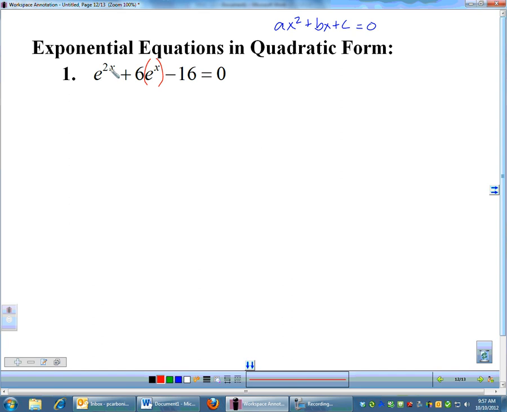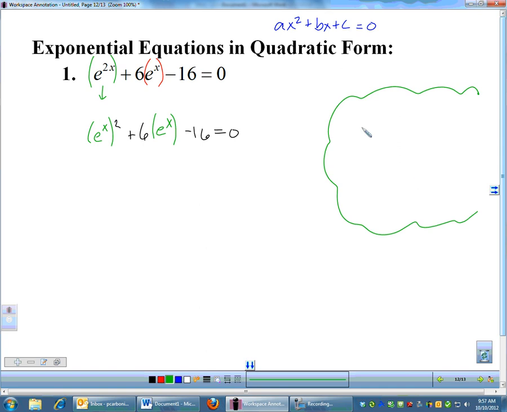But here I have e to the 2x. Well, I can rewrite e to the 2x as e to the x squared. It's the same thing. You multiply the exponents. So I have e to the x squared plus 6 times e to the x minus 16 equals 0. And if you look really closely at this, it looks an awful lot like something squared plus 6 times that same thing minus 16.